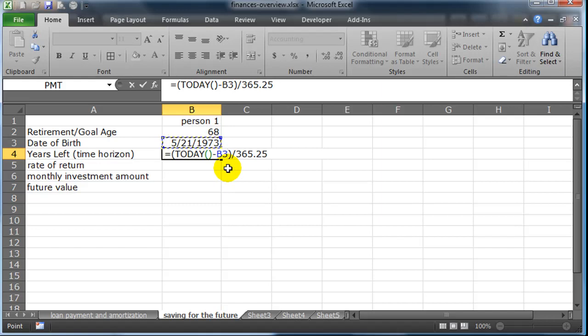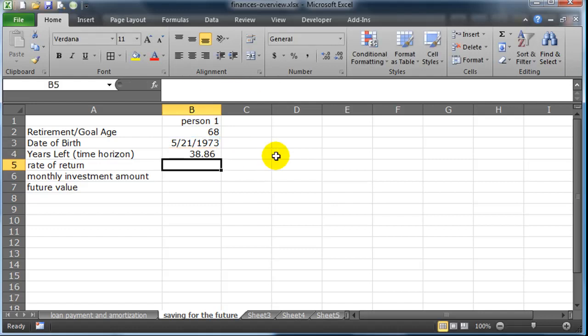So I've modified this a bit. My years left is going to be today's date minus the cell that contains my date of birth. That's going to give me the days old that I am, and I'm going to divide by 365.25. And I'll press enter. There we go. So 5/21/73, 38.86. Now for the rate of return, I'm going to go ahead and plug in 10%.